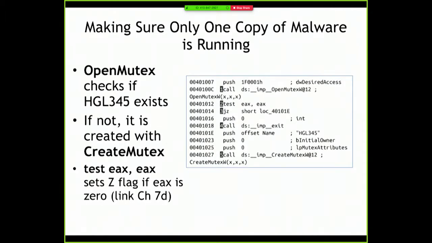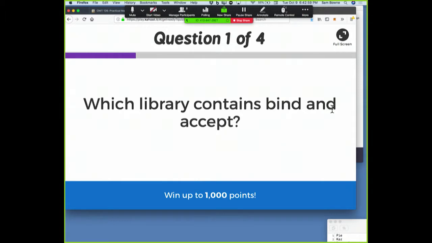So here's one, just the one I described. This is going to open a mutex looking for this thing called HGL 345. So the debugger here, or disassembler, will tell you that this offset points to that string to help you. So you put that on the stack, then you call this create mutex, and it'll create a mutex with that name. So now if somebody runs another copy of the malware, it will see that mutex and know not to try reinfecting the box. All right, that's the one, bind and accept.